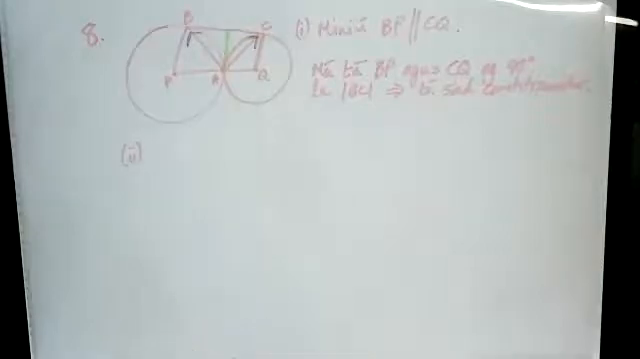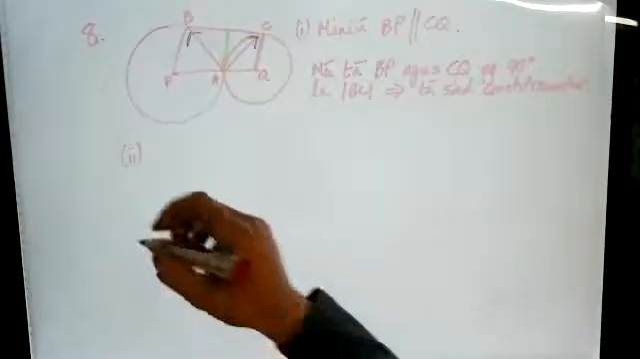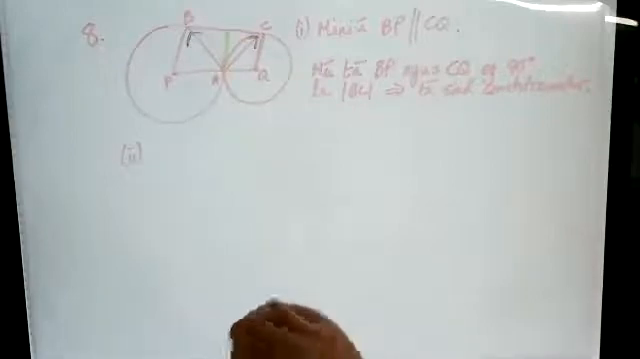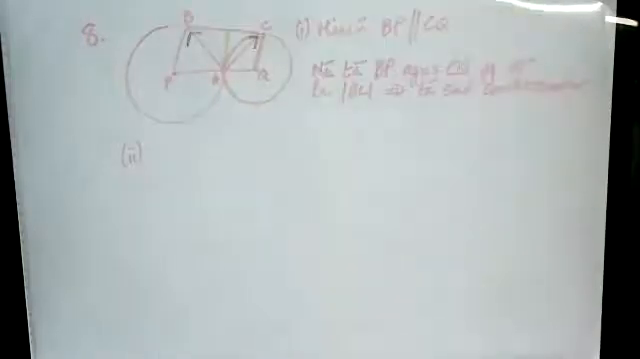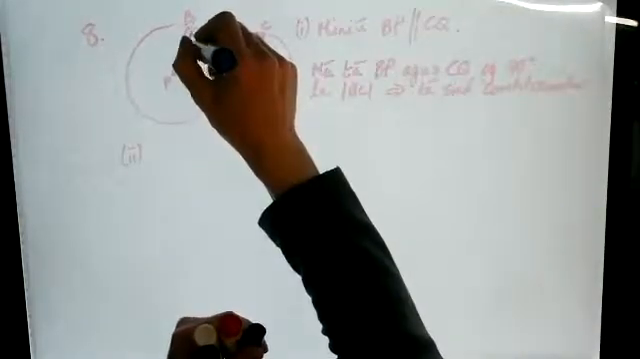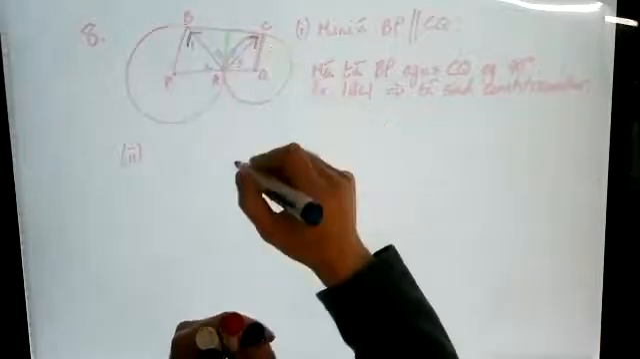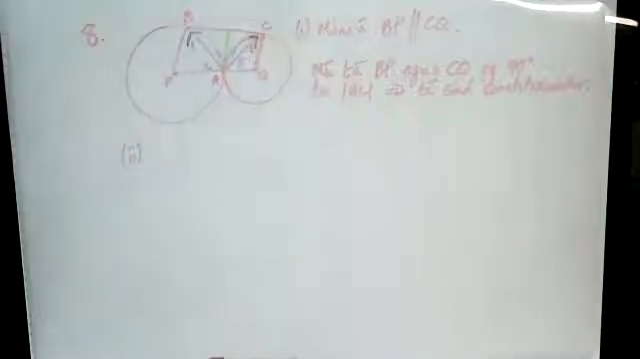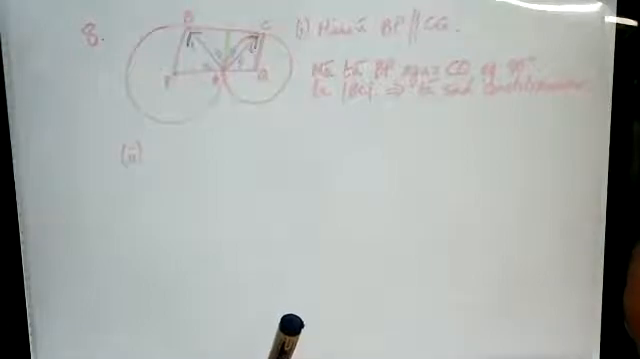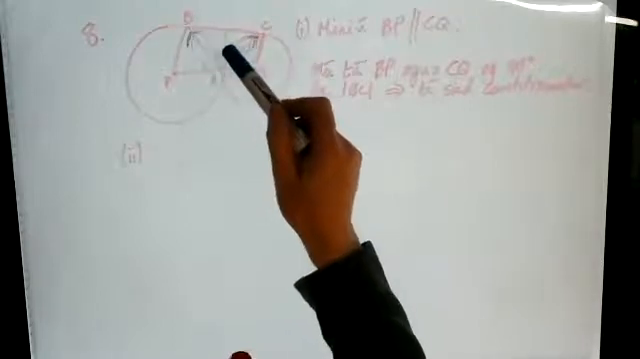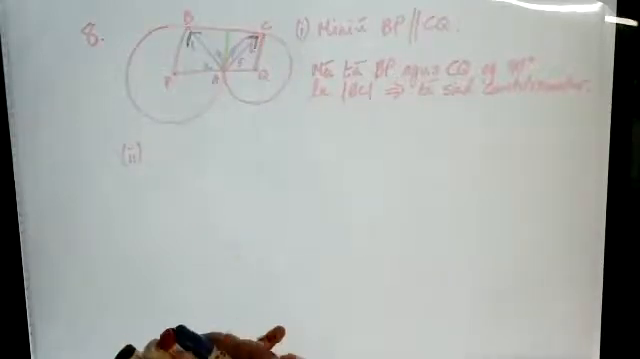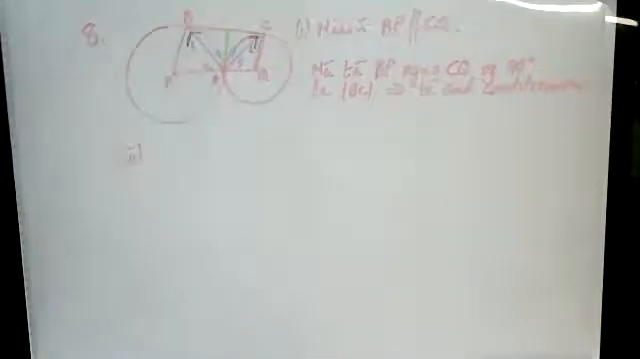Here, I'll label the angles with numbers just for handiness. Angle 1, angle 2, angle 3, angle 4, angle 5, angle 6. So mark them on: 1, 2, 3, 4, 5 and 6.